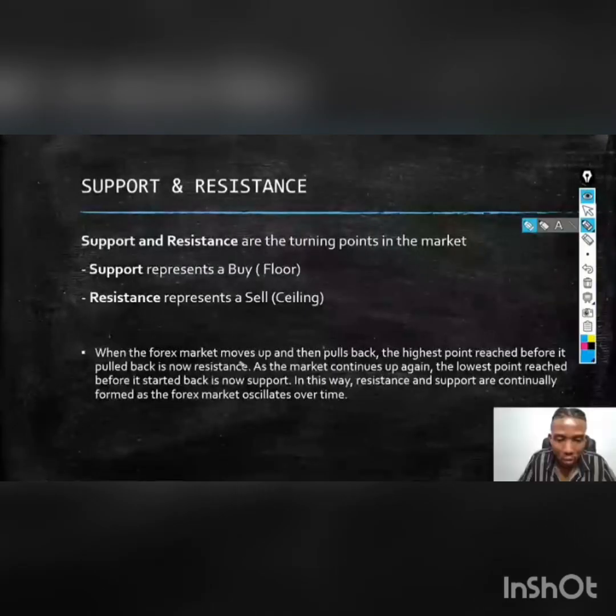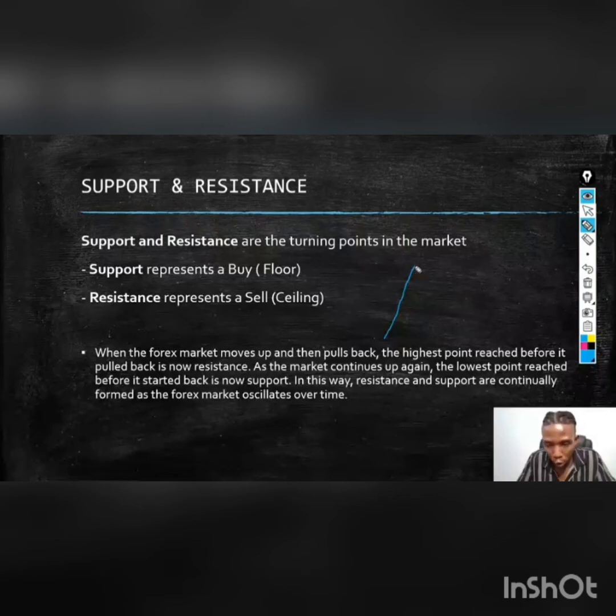So now let's continue. When the Forex market moves up and then pulls back, the highest point reached before it pulled back is now resistance, meaning right here would be our resistance. The market moved back and turned. This is our turning point. Hence it is now our resistance.